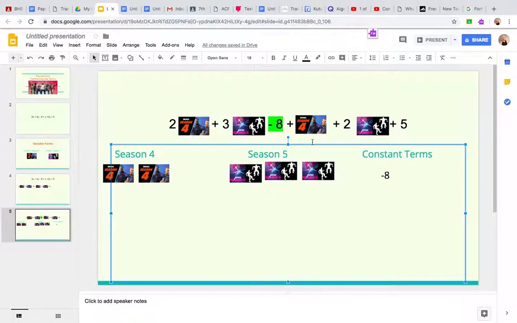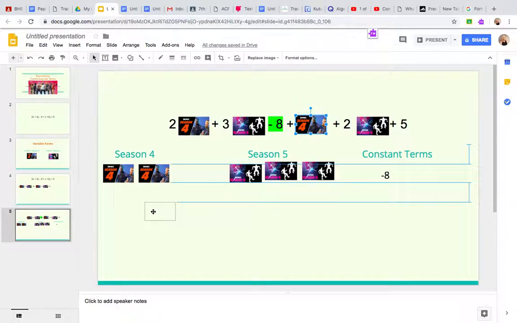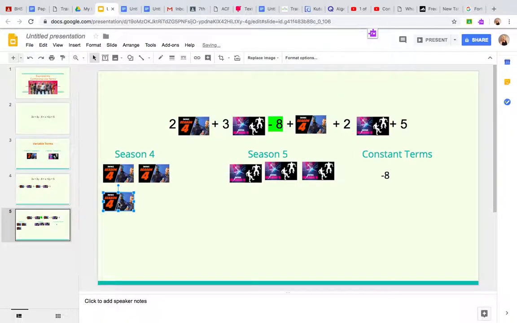All right, moving on, I've got plus a battle pass from season 4. Notice that there is no number that comes before this battle pass. Remember in the expression before, I changed it to Fortnite. It had just an X, okay? And remember that if the number is not present before the variable, then it is understood that that number is 1. And since there's a plus sign before, it's telling me that I'm adding 1. So I'm going to drag 1 battle pass from season 4 down here, okay?